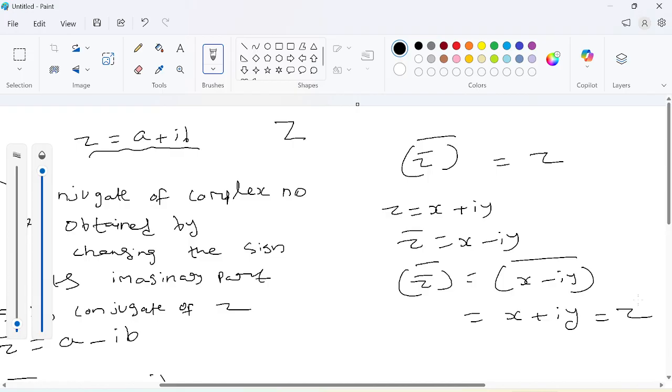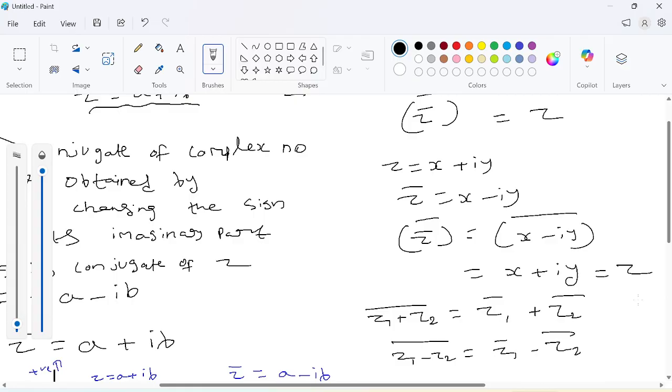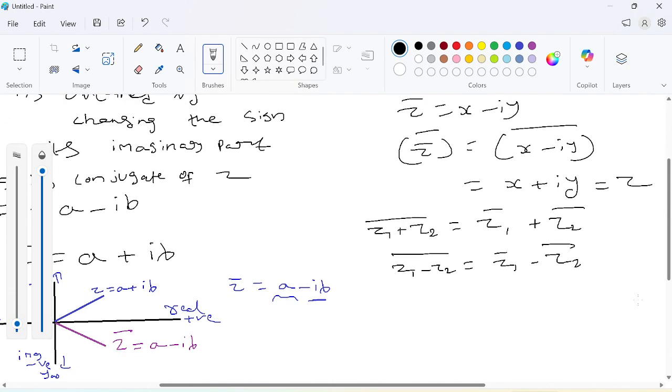Okay. Similarly, conjugate of z1 plus z2 will be the individual conjugates of z1 plus z2. We can take it like this. Similarly, conjugate of z1 minus z2 will be z1 conjugate minus z2 conjugate. Okay.